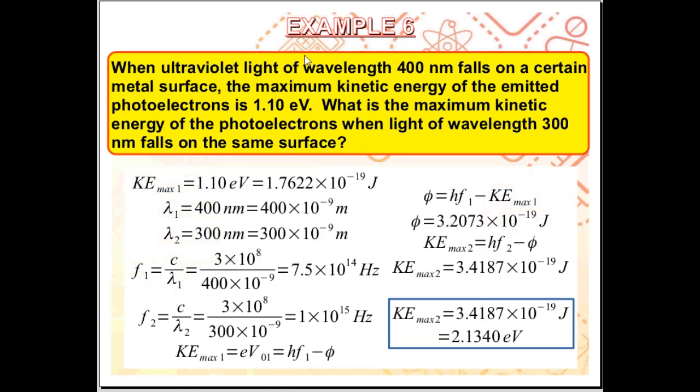Next, we have the following problem. Example 6. When ultraviolet light of wavelength 400 nanometers falls on a certain metal surface, the maximum kinetic energy of the emitted photoelectrons is 1.10 electron volts. What is the maximum kinetic energy of the photoelectrons when you have a different light of wavelength 300 nanometers falling on the same surface?